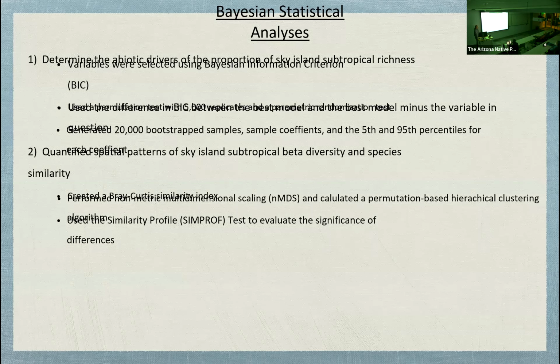The second analysis was to quantify spatial patterns of sky island subtropical beta diversity, or what's known as species turnover, which is also basically species similarity. So by finding out what species communities occur in each sky island, how they're similar or different to the other sky islands, and how they form clusters of similarity or difference, that tells us about beta diversity or species turnover, which is an aspect of biodiversity.